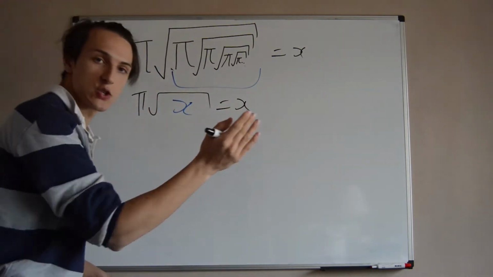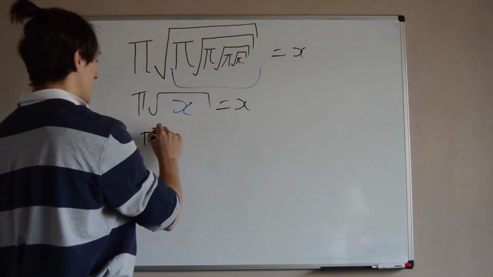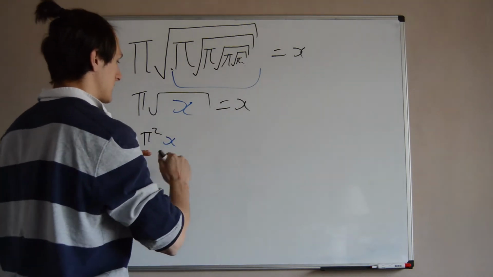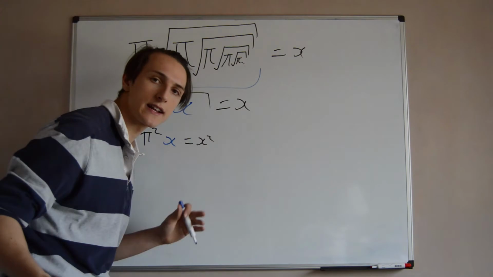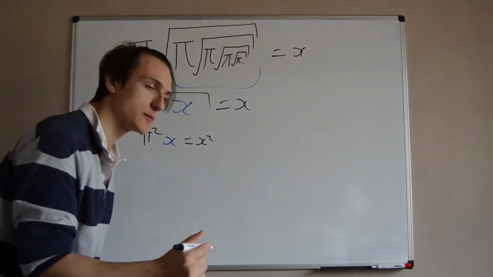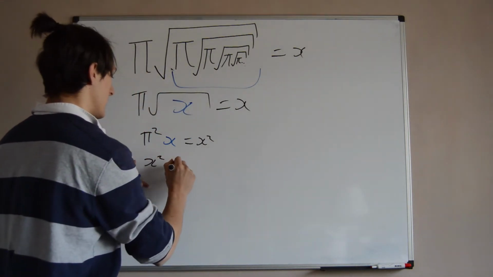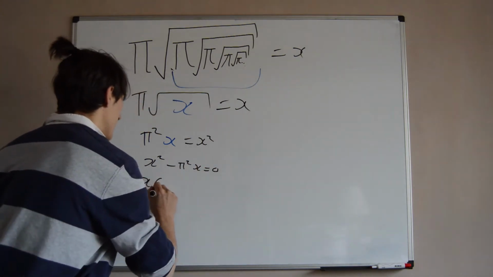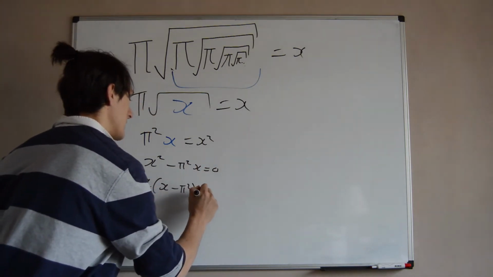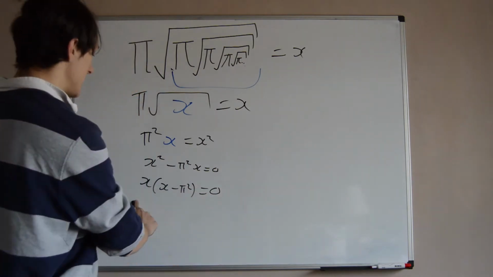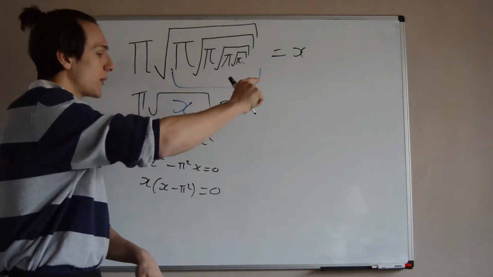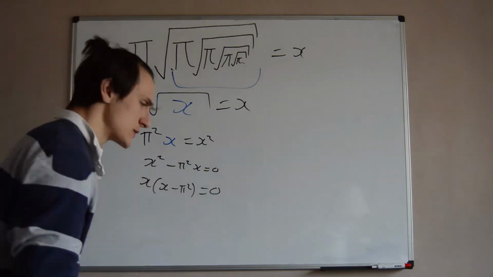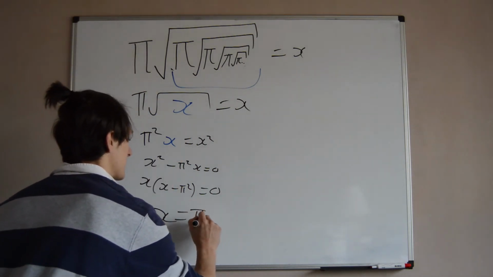This is a nice equation, I can square both sides, so I get pi squared times x equals x squared. Then I rearrange, minus pi squared x on both sides, I get x squared minus pi squared x equals 0. Factor out x, it's common to both, I get x times (x minus pi squared) equals 0. Then our x is 0, but that's not a solution because this is going to be positive. So our other solution is x equals pi squared.